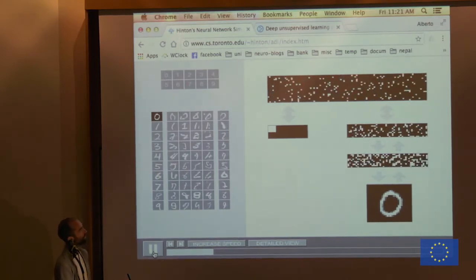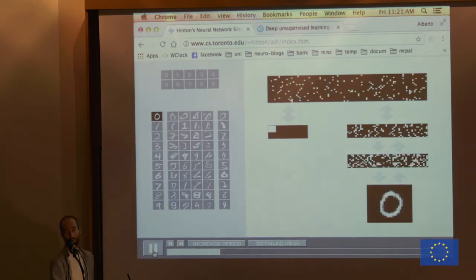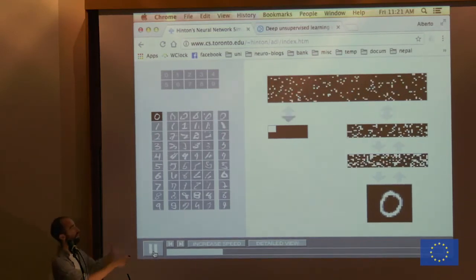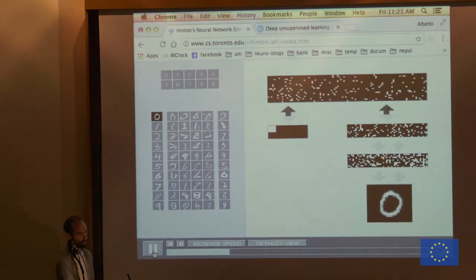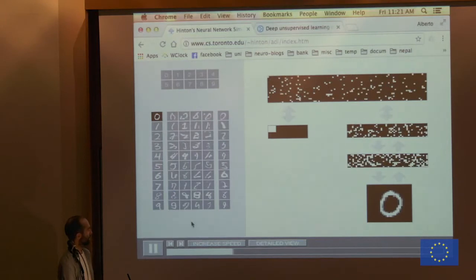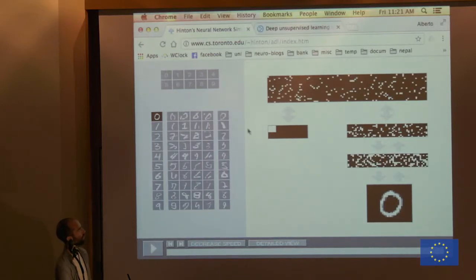What you can see is also that the activation is always changing because it's a stochastic network. So the activations are always probabilistic, changing every time. We can speed up, and you will see that at the end, it's pretty stable. It's always classifying the digit correctly to the 0 class.